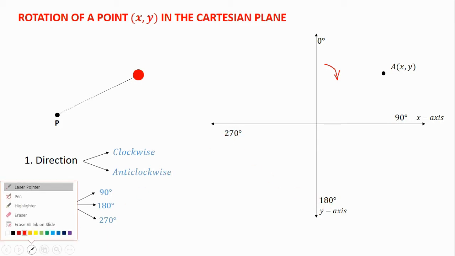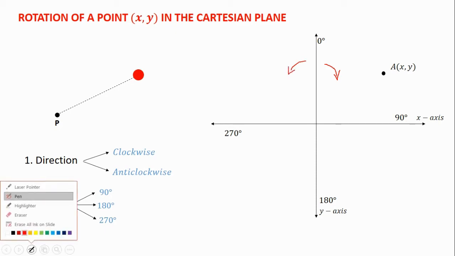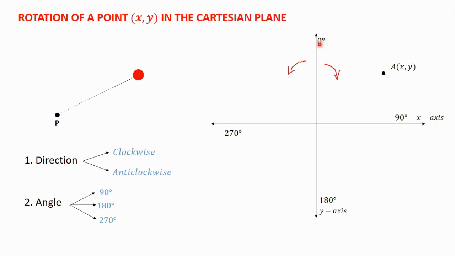Now, what if we move in the counterclockwise direction or the anti-clockwise direction? That is, we are moving in this direction. If we move in this direction, we already know that here is 0 degrees. So from here to here will be 90 degrees. Here will be 180 degrees because 90 plus 90 gives us 180 degrees. And here will be 270 degrees because 180 degrees plus 90 degrees will give us 270 degrees. Now we can see something very interesting happening here.